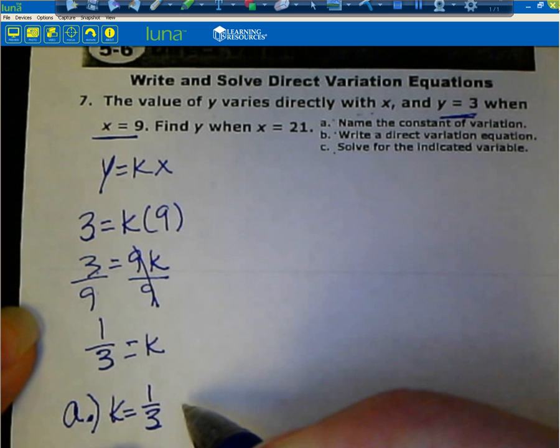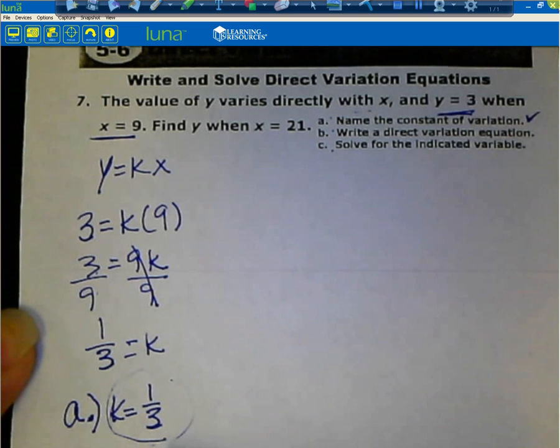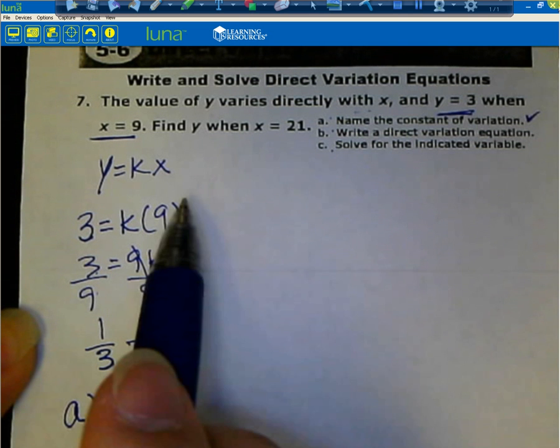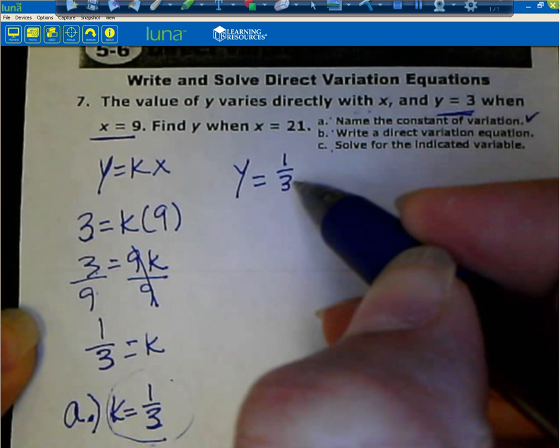I've done part A. Part B says write a direct variation equation. Well, that's really simple. All I have to do is take the information that I have found so far, which is that k equals 1/3, and plug it back into y equals kx. So y equals 1/3 x.